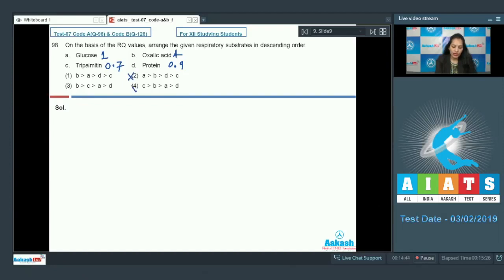So these two options are ruled out, followed by A, so this option is also ruled out, and then D, protein, and then C, which is a fat. So the correct option for the given question is option number 1. Let's move on to the next question.